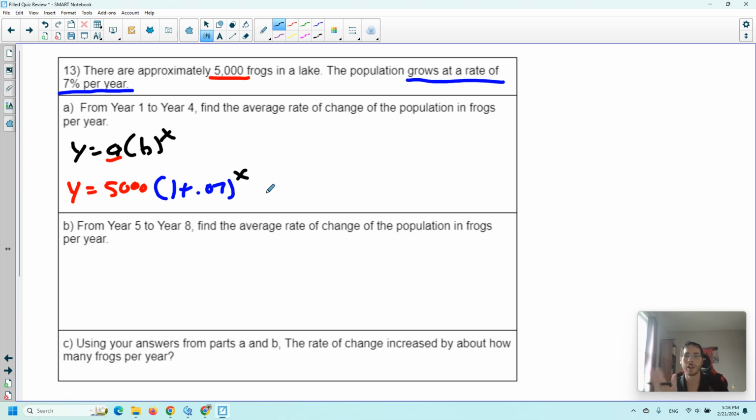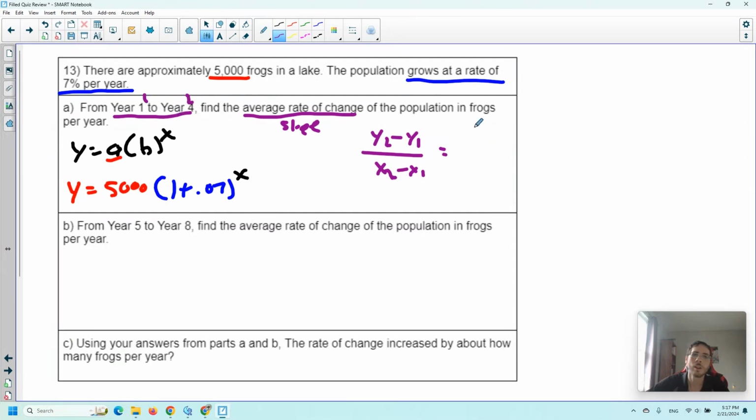Now, this is where you got a lot of different options you can take. One option I'm going to take in Part A is going to be maybe the long option, but it's kind of nice. Since we want to go from year 1 to year 4 to find the average rate of change, which is the slope, we can just use the slope formula. So the slope formula is y2 minus y1 over x2 minus x1. So in this case, we're going from 1 to 4. So what we're going to do is plug in our y2.